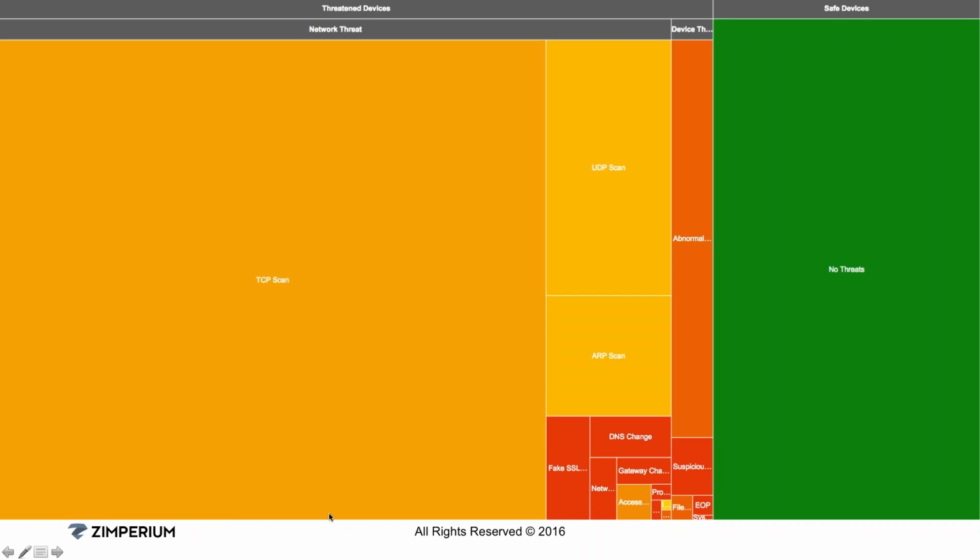Consistent with other threat reports. But our detections go much deeper than malware. We get very deep into network threats and device level exploits as well. So in fact, you see a number of those actually occurring.